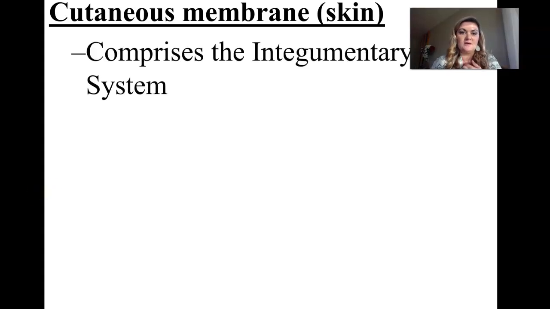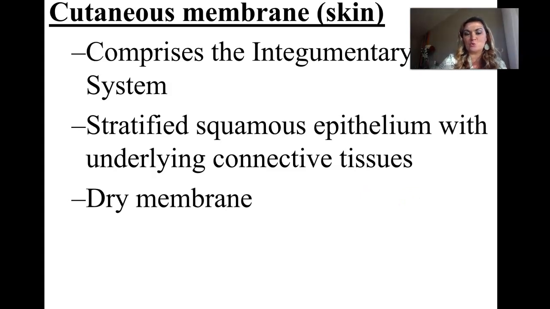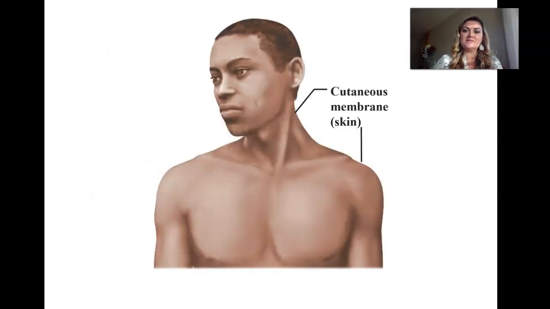With the cutaneous membrane, it's going to be basically the skin. It comprises the integumentary system, a stratified squamous epithelium with underlying connective tissue that keeps it in place. This will be a dry membrane, so it's going to be referred to as a keratinized stratified squamous epithelium. And so here's a picture giving an example of the cutaneous membrane.